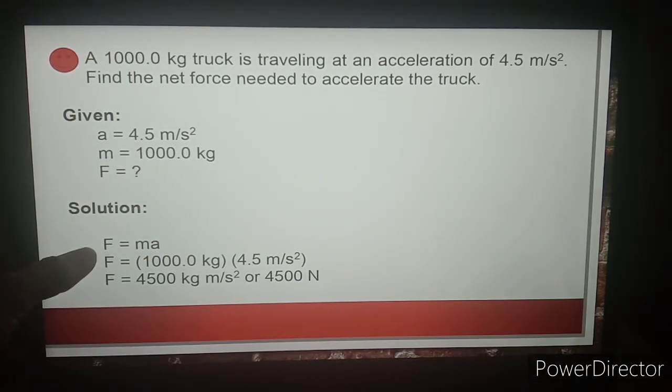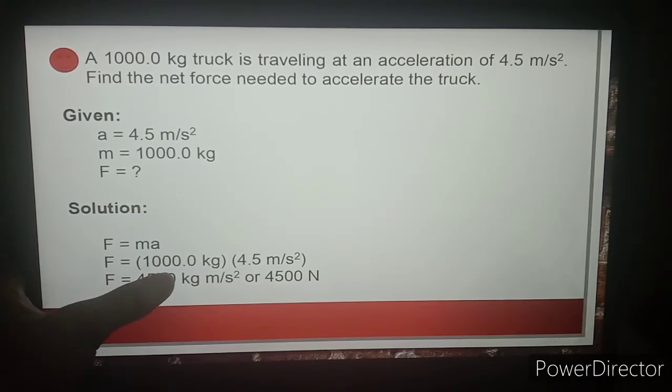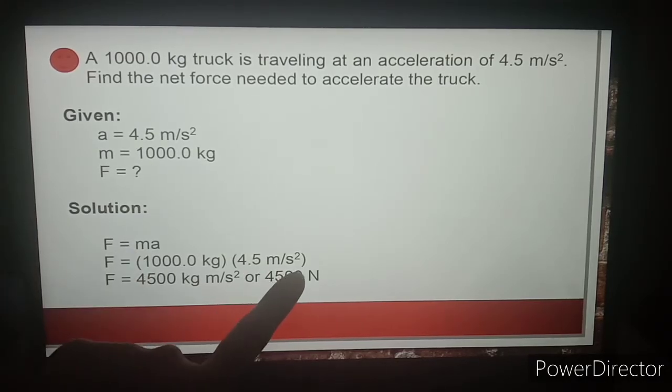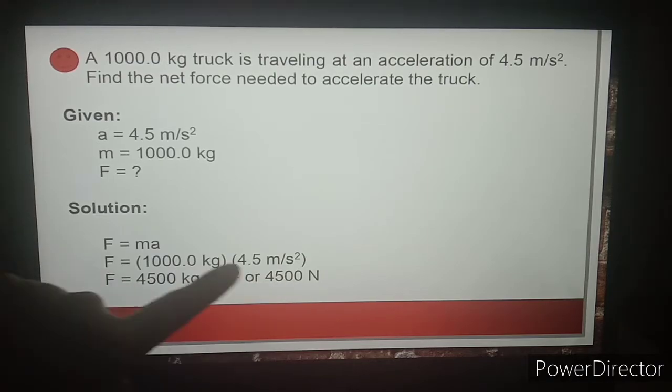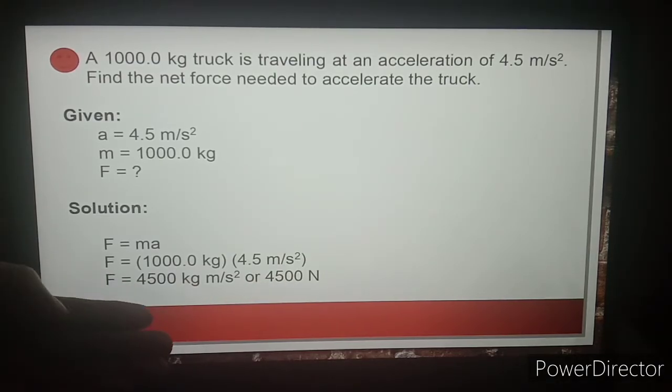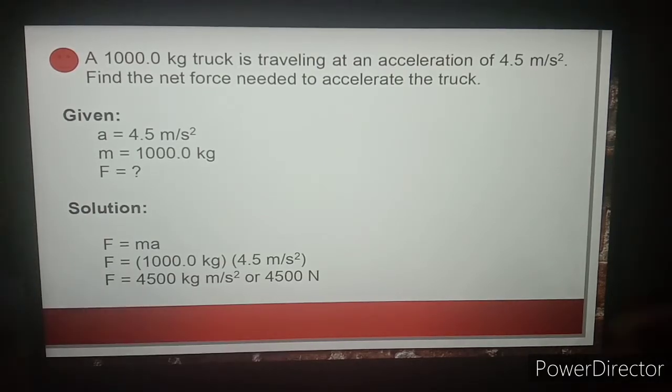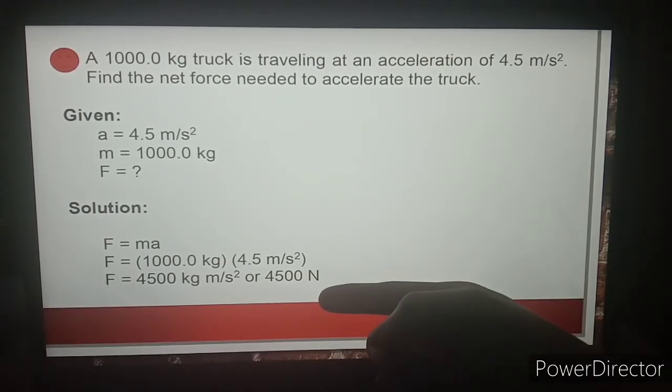Given the formula earlier, we're going to use this: force is equal to mass times acceleration. So we're going to substitute the given values. Alright, so we have 1,000 kilograms for the mass and 4.5 meter per second squared for acceleration. Let's just multiply this, and the answer will be force is equal to 4,500 kilograms meter per second squared. Or in simplest unit, we will write it as 4,500 Newton.